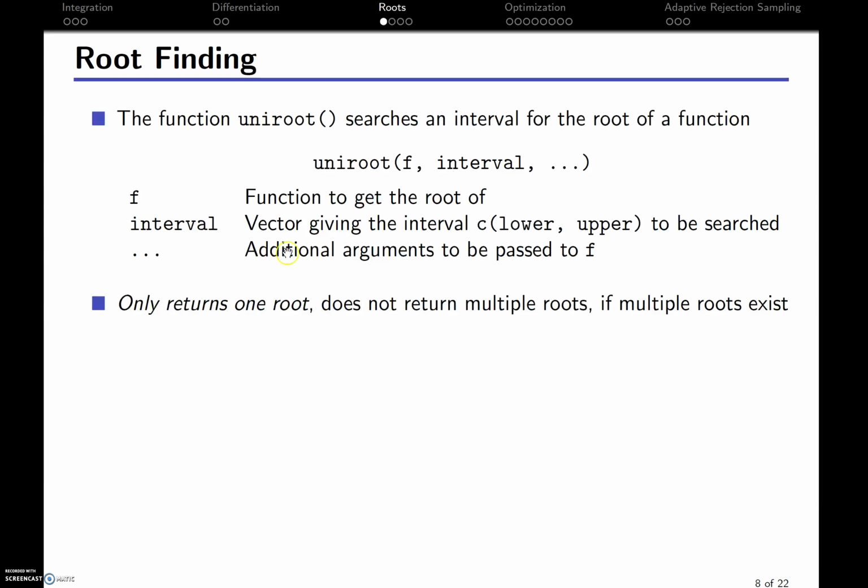The arguments are that we put in the function. This must be defined, by the way, as a function, and the interval to be searched over, so this would be across the real line. And then there can be additional arguments passed into the uniroot function that would control certain variates within f. So particularly if you need to set other parameters within your function that you've defined, you can pass them in here within the ... This will only return one root.